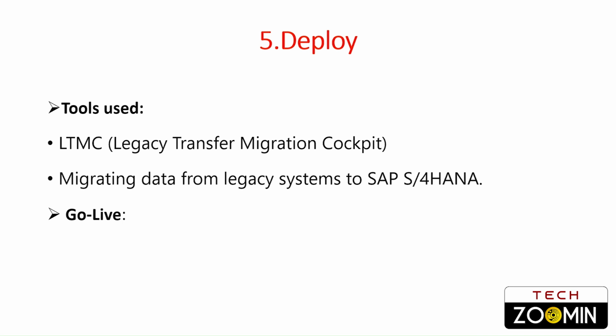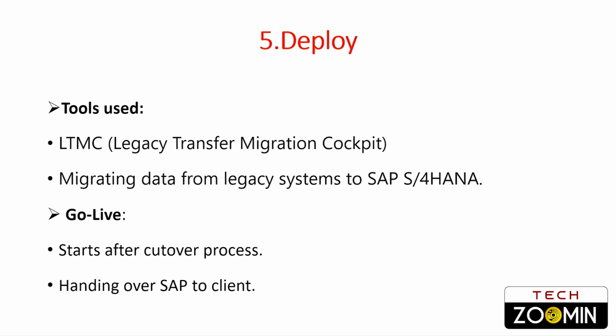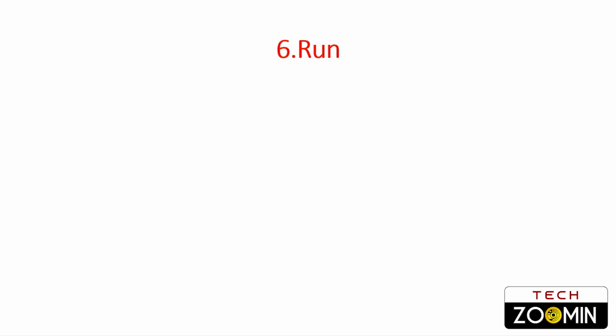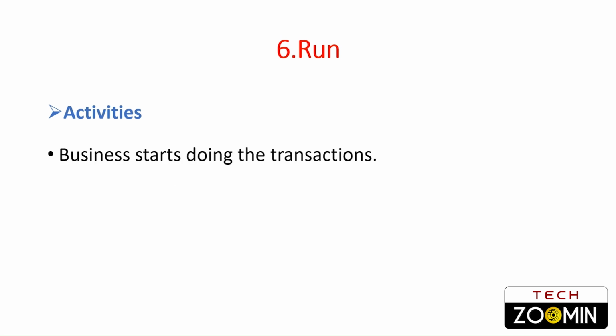So after uploading the data from legacy to SAP, we declare go live. Okay, in go live, SAP is handed over to the client. So these are the main activities which we do in the deploy phase. Okay. The final phase in the Activate methodology is the run phase. After go live, business users start doing the transactions, and the consultant will give post-production support to the business users. That means if users face any issue while entering business transactions, they will take consultant support. Okay. So this is all about the Activate methodology for implementing a project.